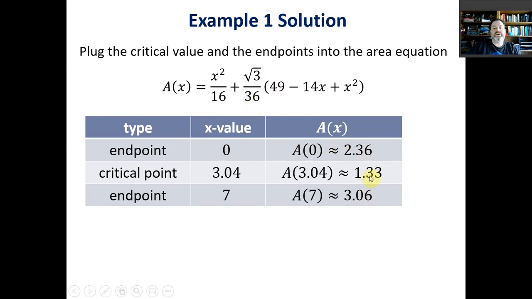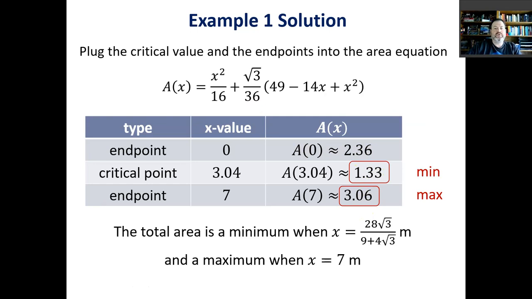But again, I'm trying to compare what's a maximum, what's a minimum. So having a bunch of radicals doesn't help. I want to see the decimals. That's clearly a minimum, and that's clearly the maximum. So the total area is a minimum when x equals, for the homework, you have to type in that horrible, ugly thing, but you have to do it. And then it's a maximum when x equals 7 meters dedicated. So when you split this wire between a square and a triangle, you get the biggest area when you give it all to the square and you make the triangle size 0.